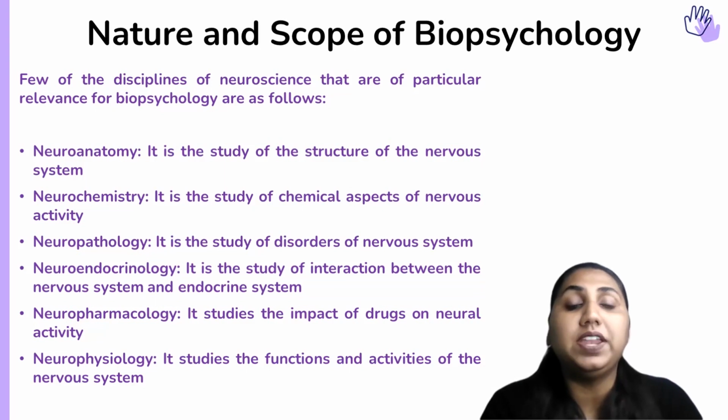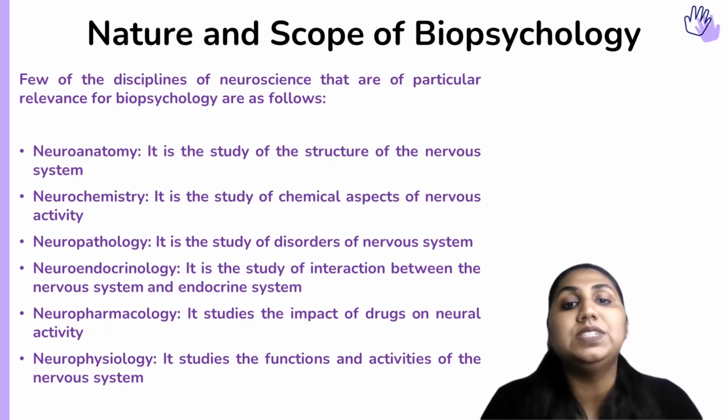Then we have neuroendocrinology. So, endocrinology is the study of interaction between your nervous system and your endocrine system. So the endocrine system is the hormonal system in your body. All right. Then we have neuropharmacology. This focuses on studying the impact of drugs on neural activity. And then we have neurophysiology. And this primarily studies the function and activities of your nervous system.